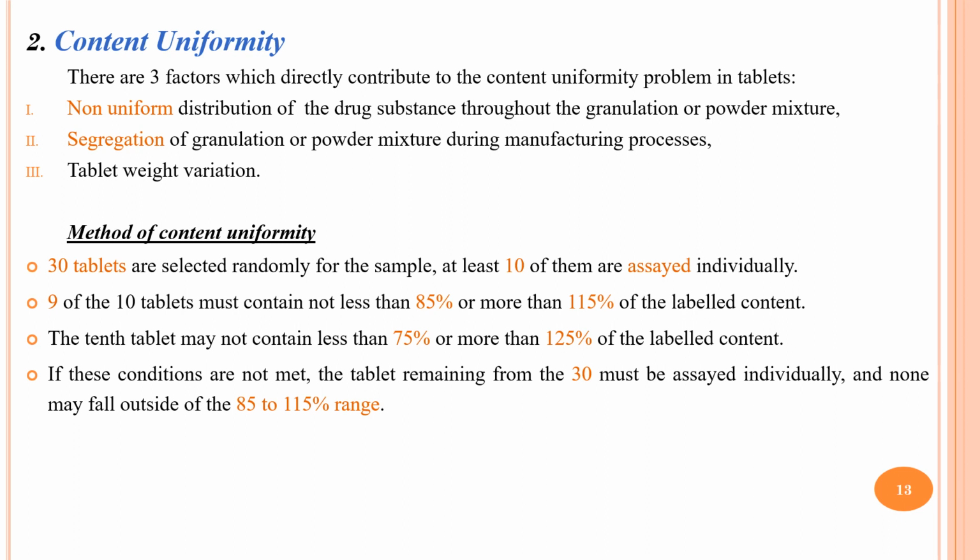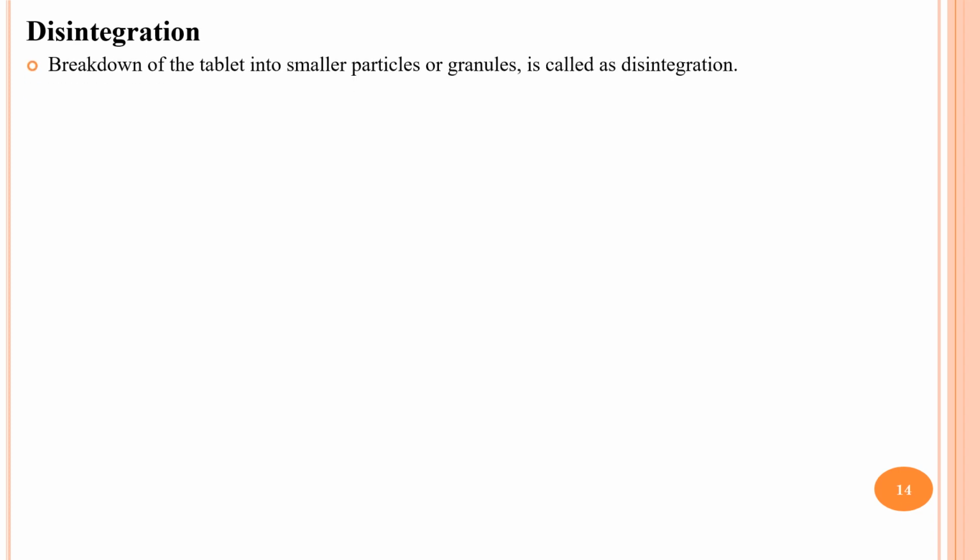If these conditions are not met, the tablets remaining from the 30 must be assayed individually and none may fall outside of the 85 to 115% range. The next test in the evaluation of tablets is the disintegration. Breakdown of the tablet into smaller particles or granules is called disintegration.